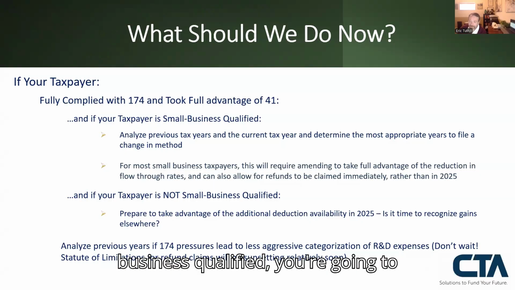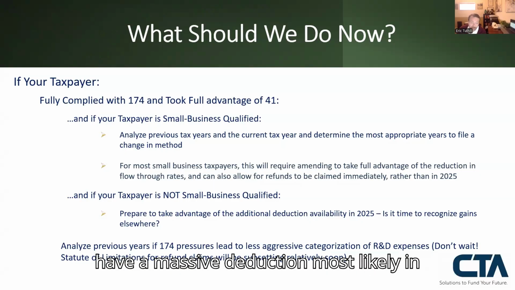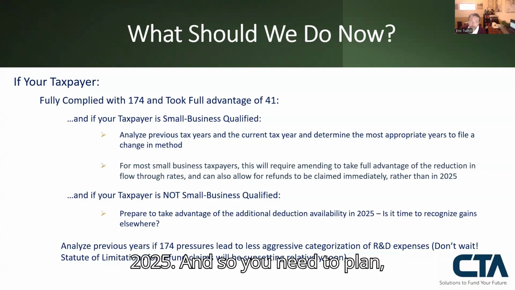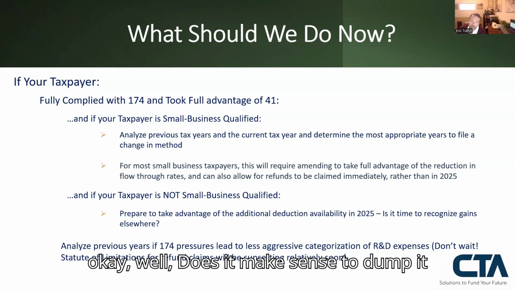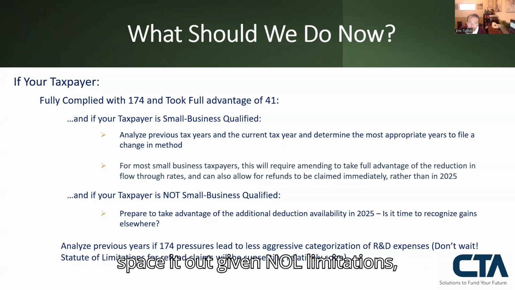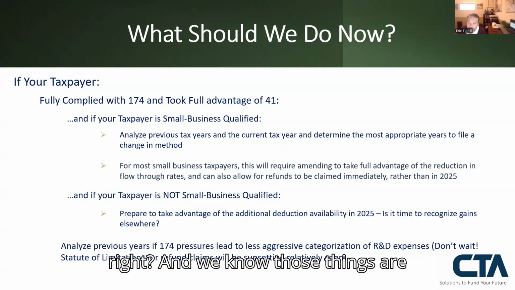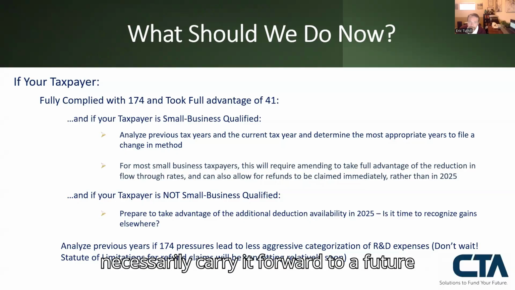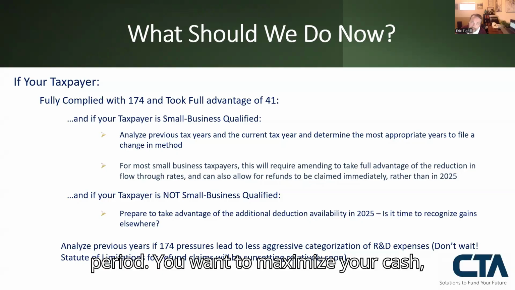Now, if they're not small business qualified, you're going to have a massive deduction most likely in 2025. And so you need to plan: does it make sense to dump it all into 2025, or does it make sense to space it out given NOL limitations? We know those things are always a hassle. We don't necessarily want to carry it forward to a future period. You want to maximize your cash, right?